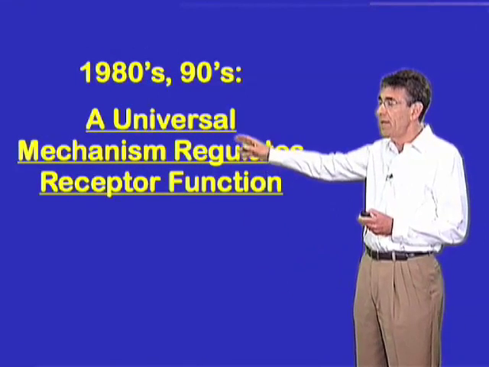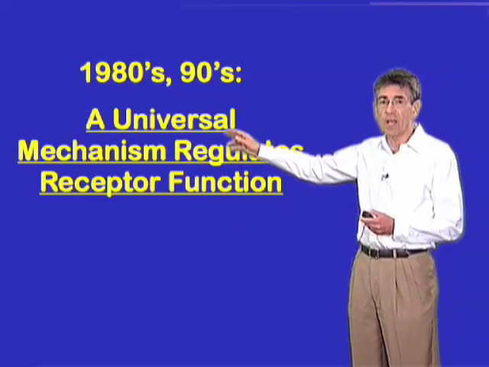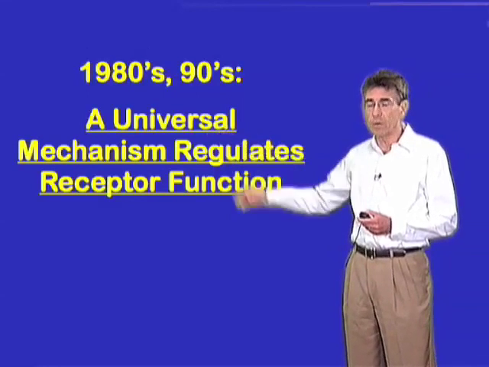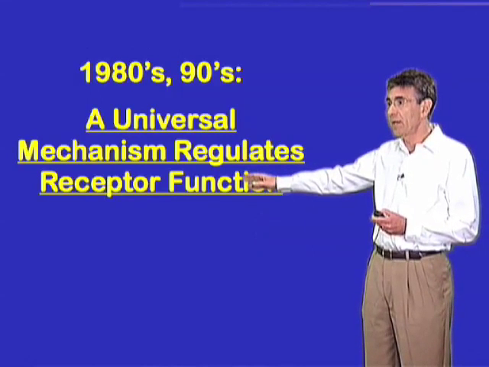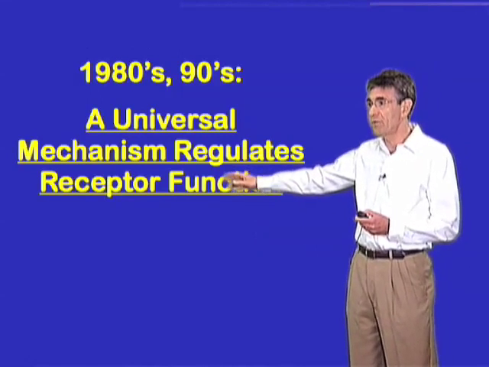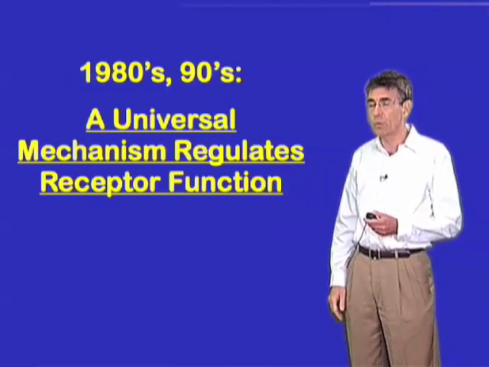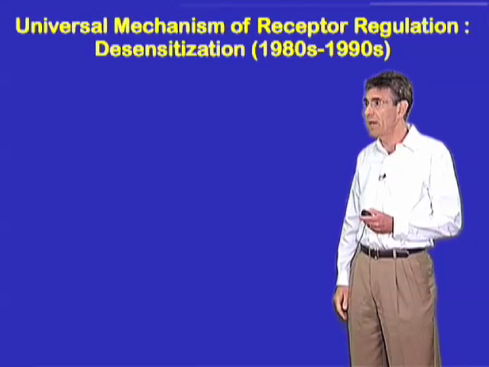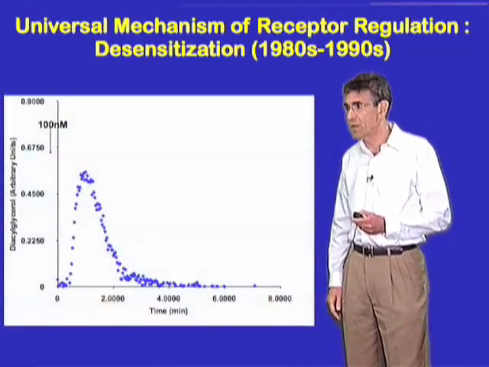Now, in addition to the work in the 80s and 90s on trying to understand the very nature of the receptors and how they function, another very active area, and one which is carried over to the present day, was the discovery of a universal mechanism which regulates receptor function. And this is referred to as a mechanism of desensitization.